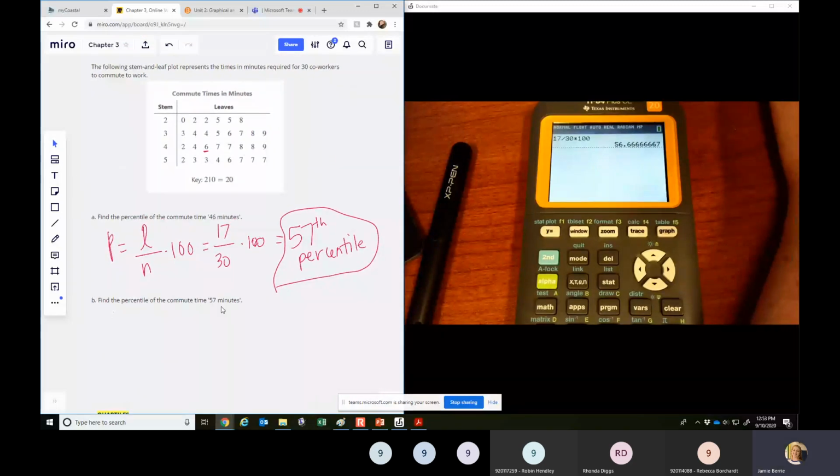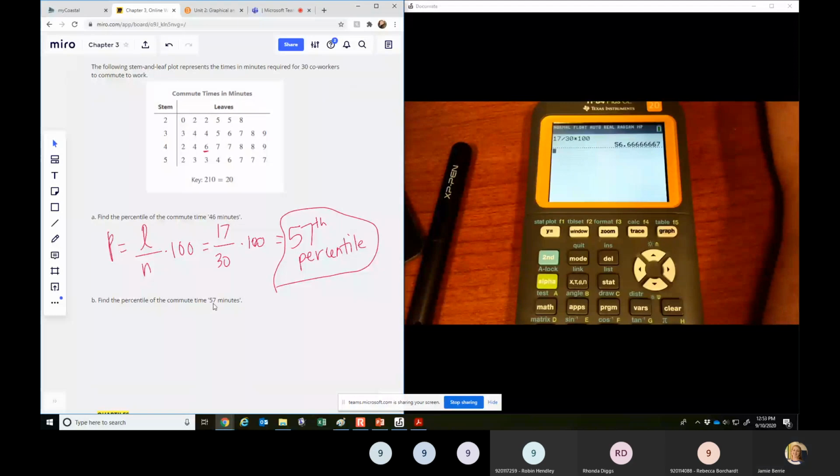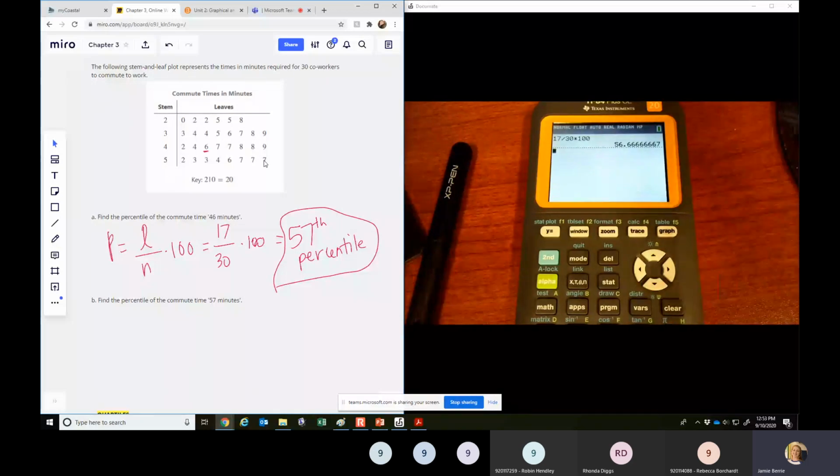Now, I thought originally I wasn't going to go through this just a few minutes ago, but the more I think about it, I think I do want to go through this. Because if we look, it says find the percentile of the commute time, 57 minutes. Notice that we have here's 50, here's the stem 5. So 57 occurs 3 times. I did want to show you what happens when you have a data value that occurs more than once.